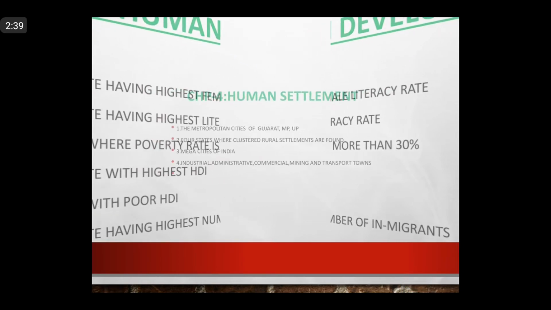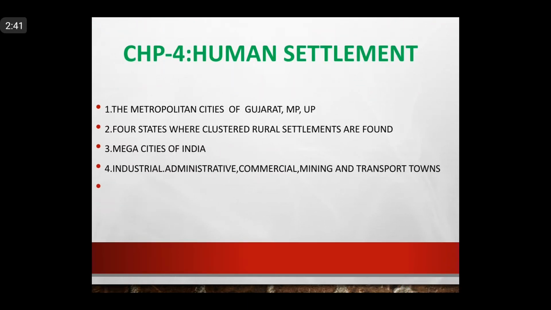Okay, and then comes the fourth chapter, human settlement, in which the questions like the metropolitan cities of Gujarat, MP, UP, then the four states where clustered rural settlements are found. Then you have to practice about the mega cities of India, then the industrial, administrative, commercial, mining, and transport towns.